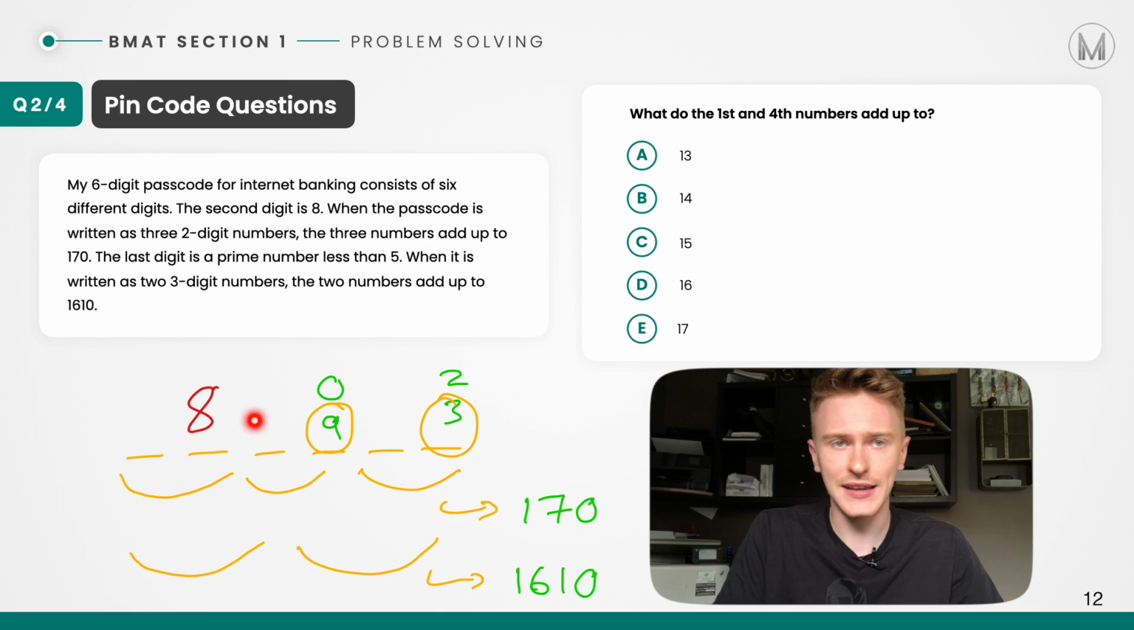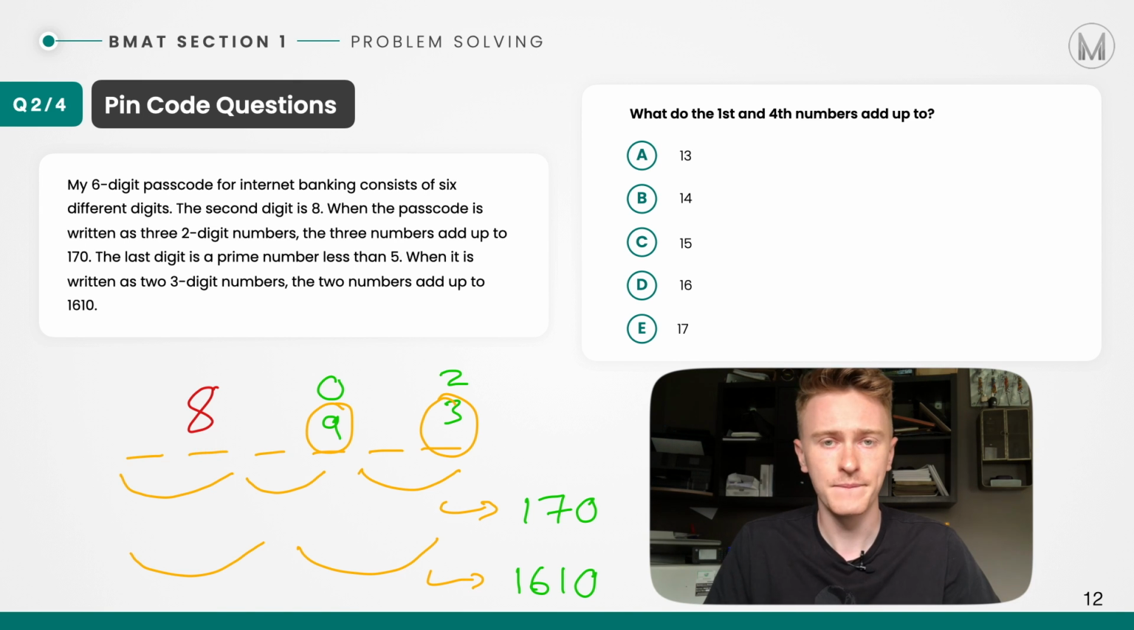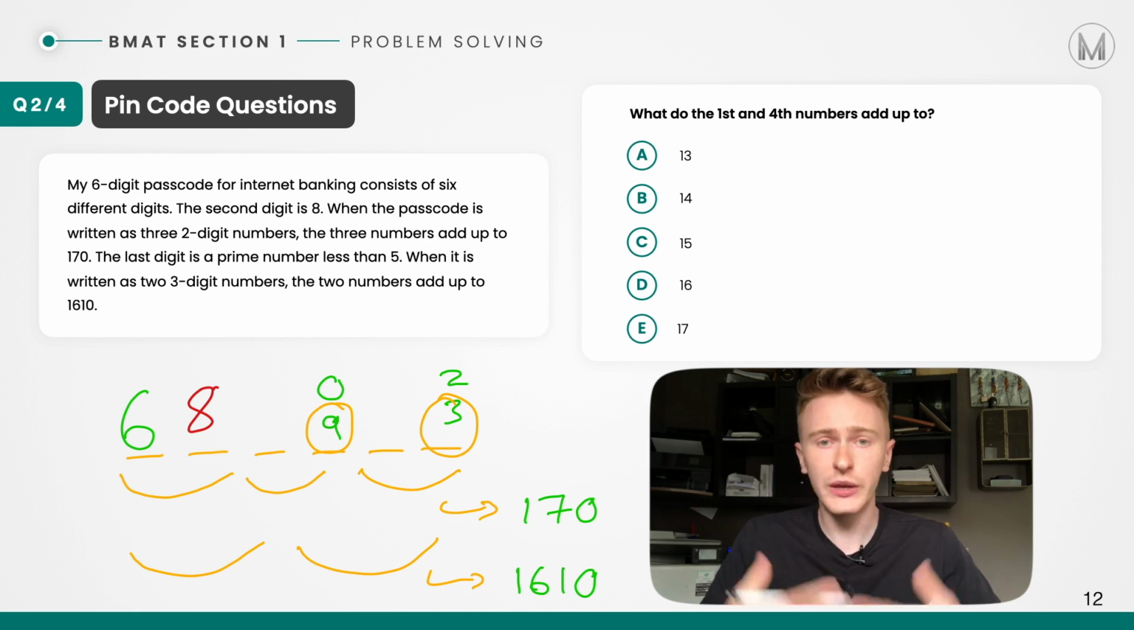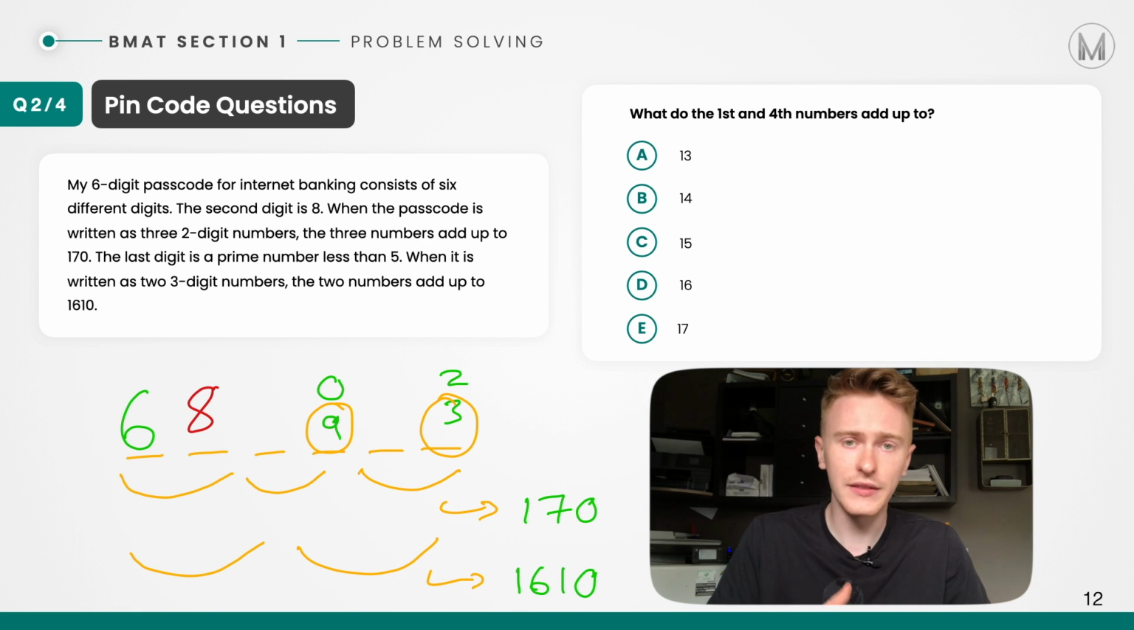However, we have an 80 here. That's an 8 in the tens position in this 3-digit number. So actually, if we put a 7 in position number 1, we'd have gone over that target of 1610 because the 9 and the 7 would add up to 1600, and then the tens units would take us a bit too far. So actually we've got to go 1 less, and that means that 6 has to be in this position. At this stage we can confidently answer the question. We know what's in the first position, we know what's in the fourth position, therefore we can say that they add up to a nice round 15.